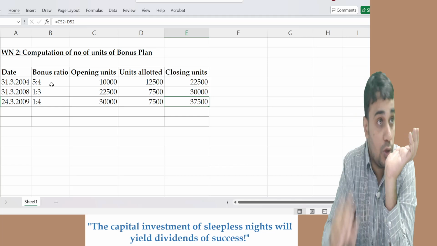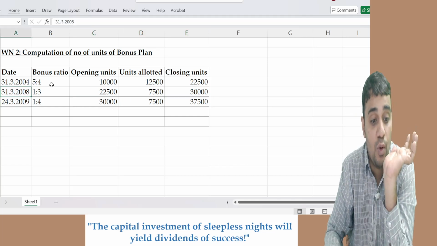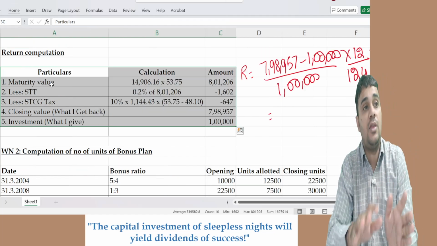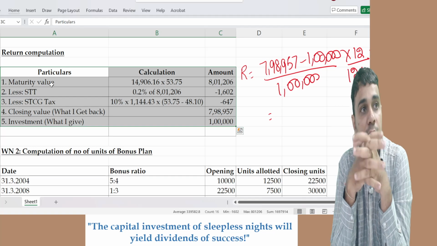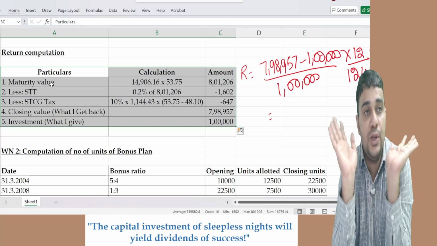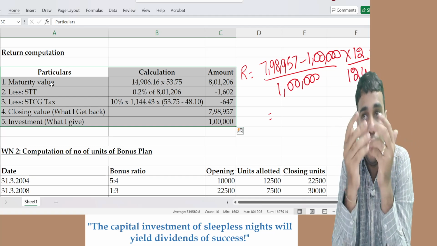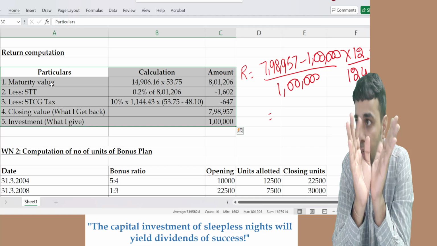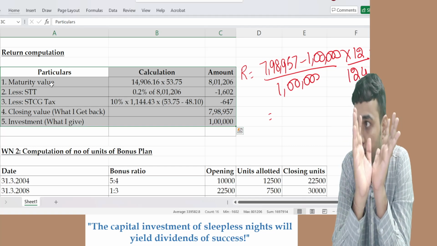The best is the growth plan, where you go directly to this table. Directly you will say maturity value is 10,000 into the closing NAV. No change in units. No short-term capital gain. 10,000 into the closing NAV. Securities transaction tax will come. Clear? Any doubts on this?